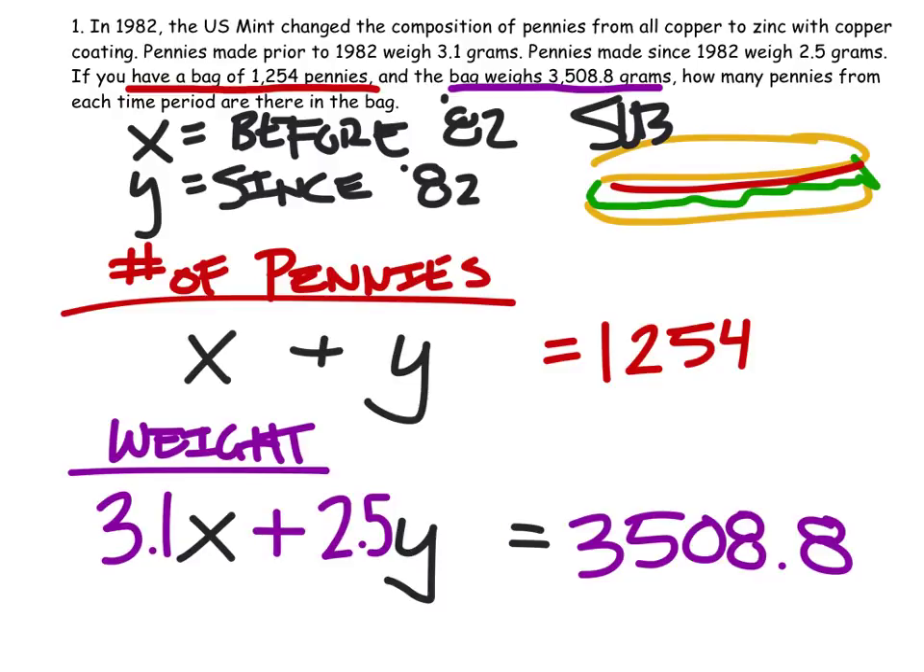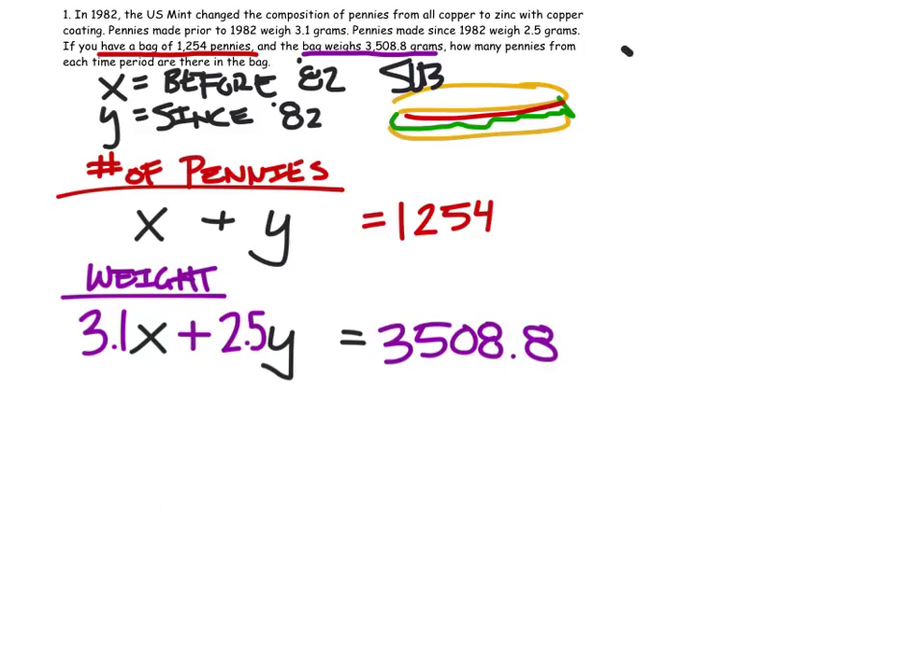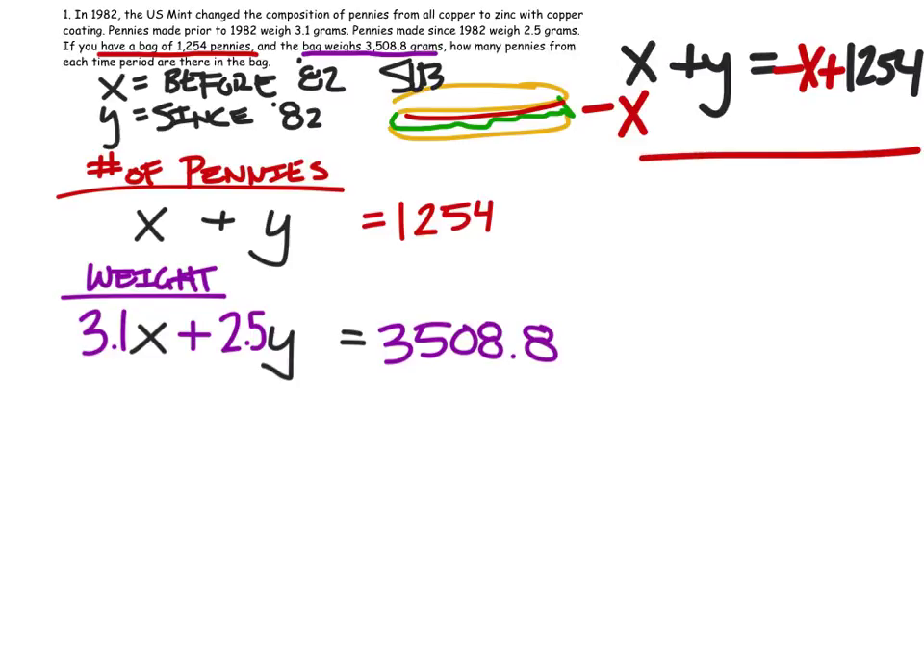So, here's what we're going to have to do on these. We have 2 equations, and just like we did in the bell work, we need to change one of them into slope-intercept form. The bottom one seems like it'd be a huge pain to change to slope-intercept form. So, I'm going to change the number of pennies equation into slope-intercept form. So let's take x plus y equals 1254. And if I subtract x from both sides, then I get y equals negative x plus 1254.